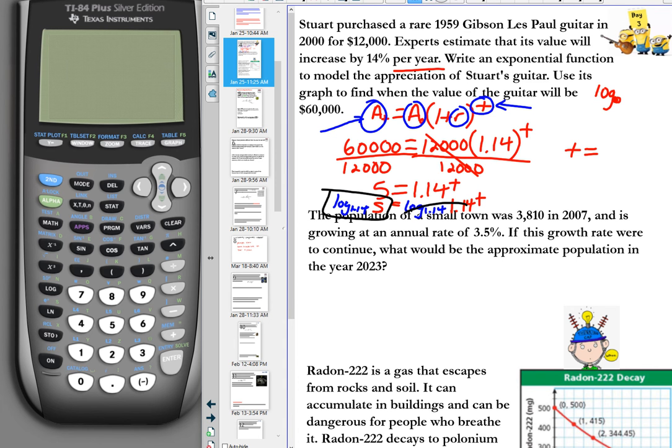What did I say the base of the LOG button is? 10, also called a common log. What is the base of the LN button? And it doesn't matter which one you use. I typically use log, but I'll do one with log and one without just to show that they both work. Let's say I'm going to use log. I'm going to take first the log, which is base 10, of the big number, which is 5, divided by log of 1.14.